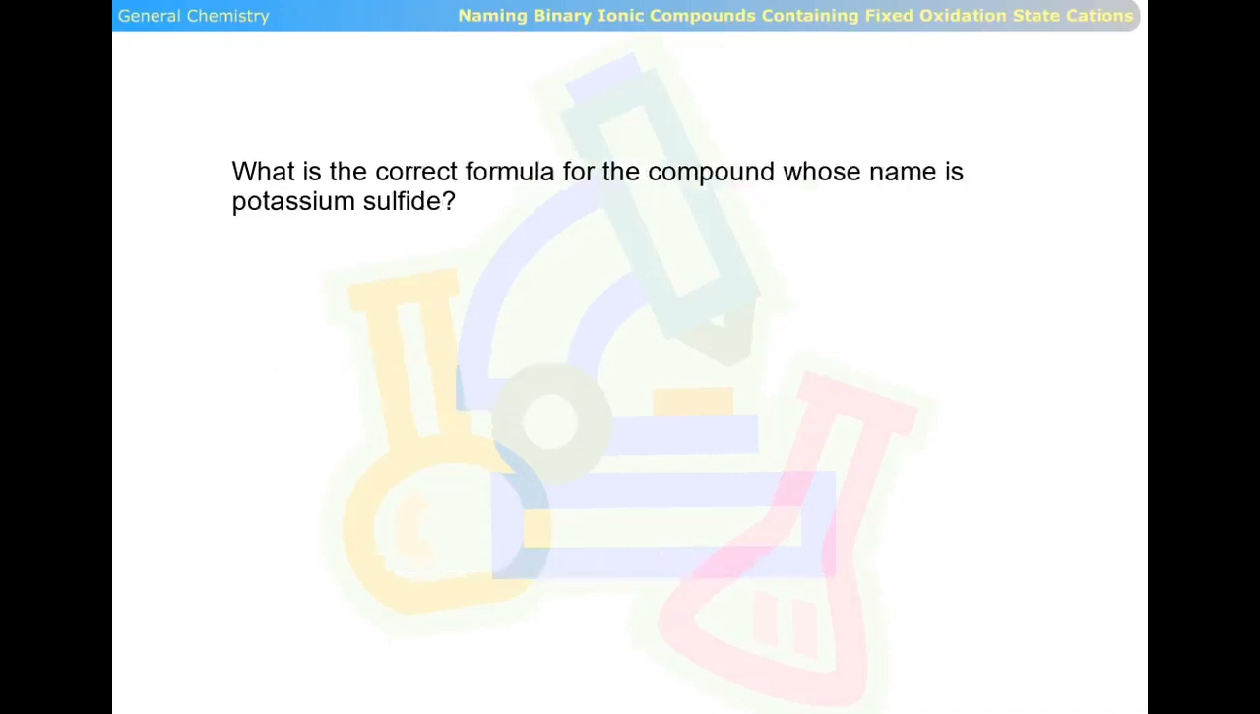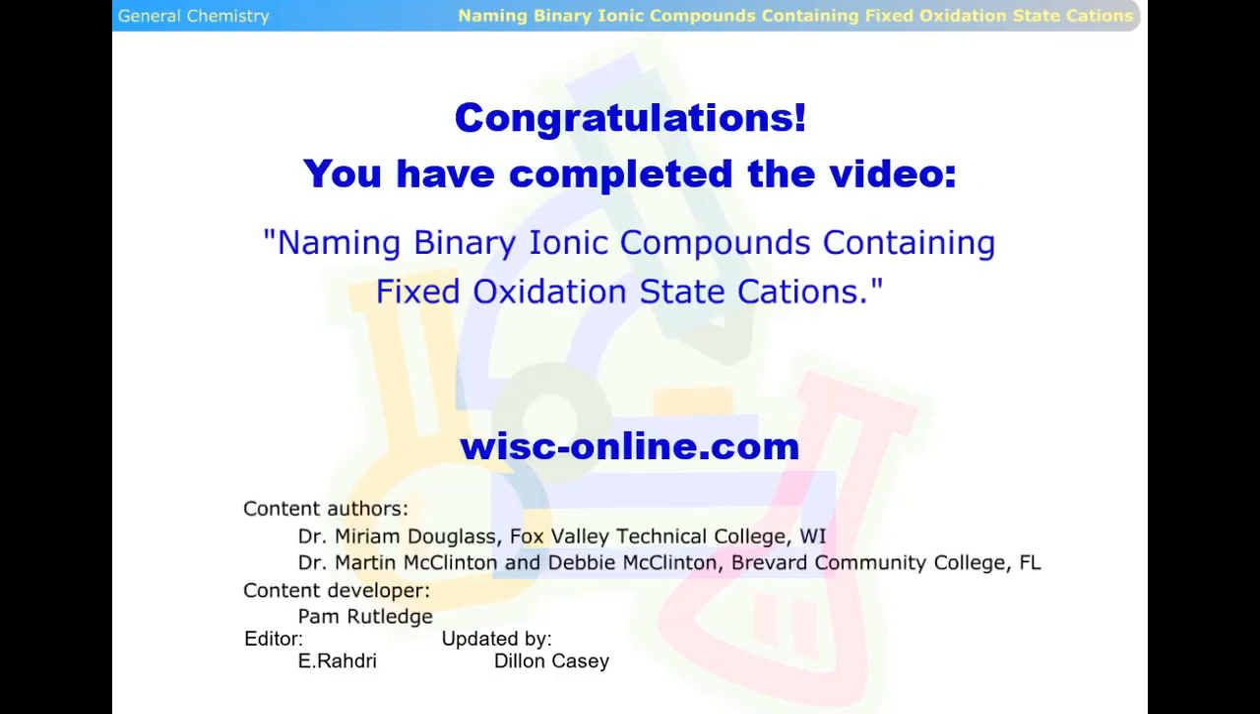And finally, what is the correct formula for the compound whose name is potassium sulfide? The formula is K2S. Congratulations! You have completed the video naming binary ionic compounds containing fixed oxidation state cations.